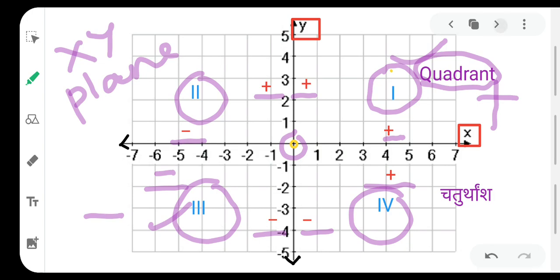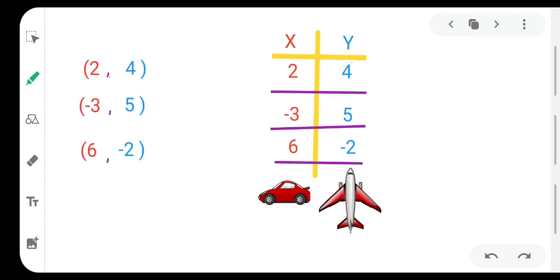Now, when we go to a place, some other place, we need to have the address of that place. That address in XY plane is called the point. This point has both the X coordinate and the Y coordinate. Take a point. It has 2 numbers, that is 2, 4. Now 2 is the X coordinate and 4 is the Y coordinate.